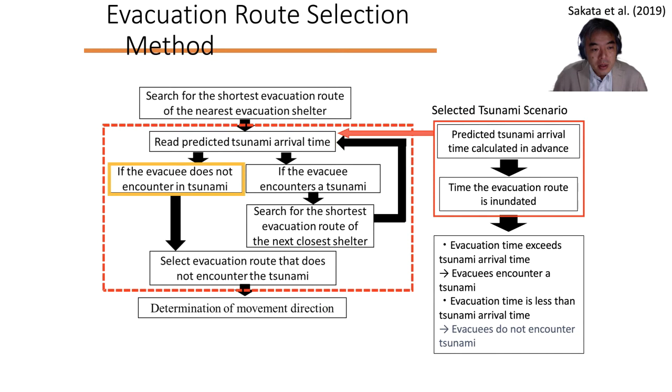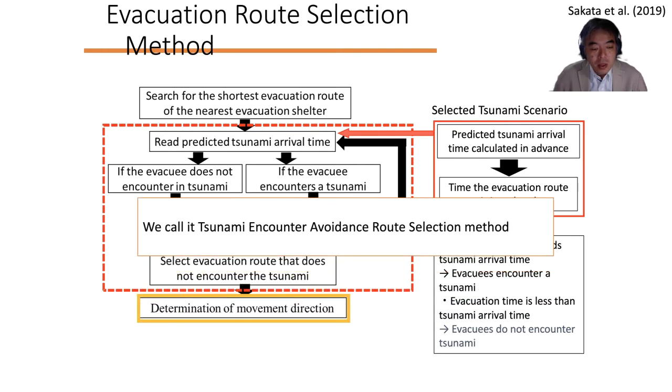And after that, when the system judges the evacuee does not encounter the tsunami, then this system shows the evacuation route that does not encounter the tsunami. So we call this system the tsunami encounter avoidance route selection method.